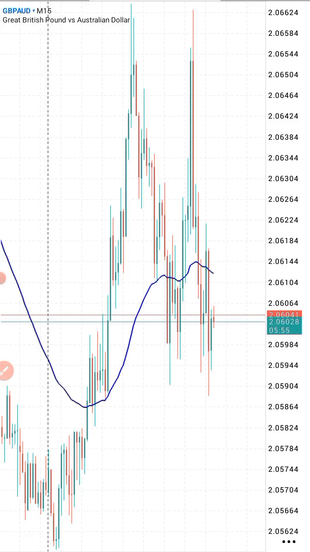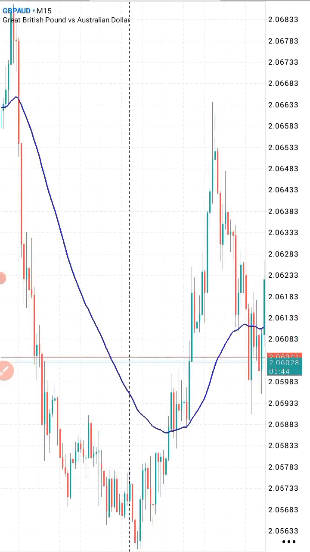Now I want us to understand something. Once there is a breakout, you wait for a pullback back to the moving average 50. This is the moving average 50. After you have gotten a clear pullback, then you enter in direction of the breakout. That is it. But before you do that, you need to understand something.